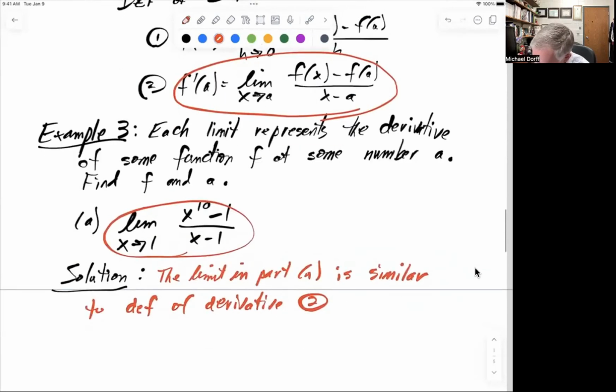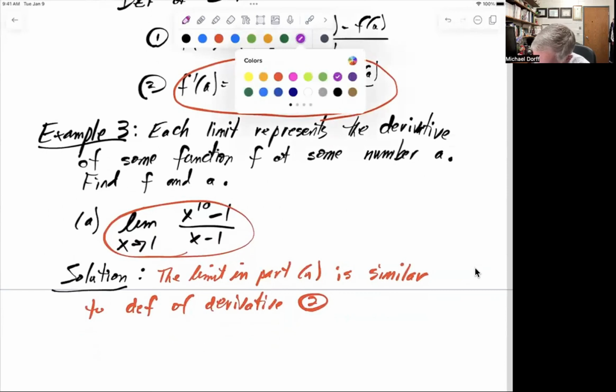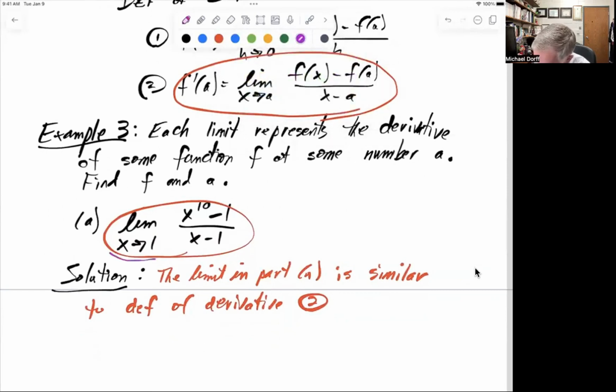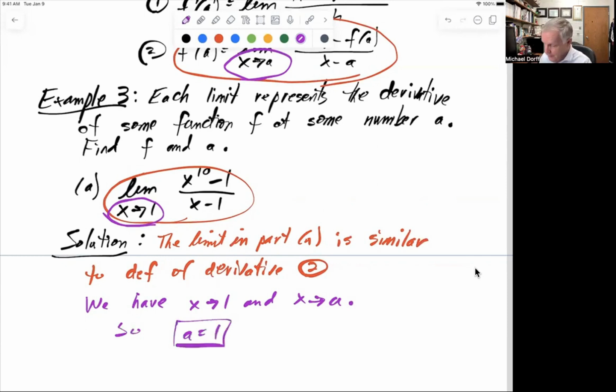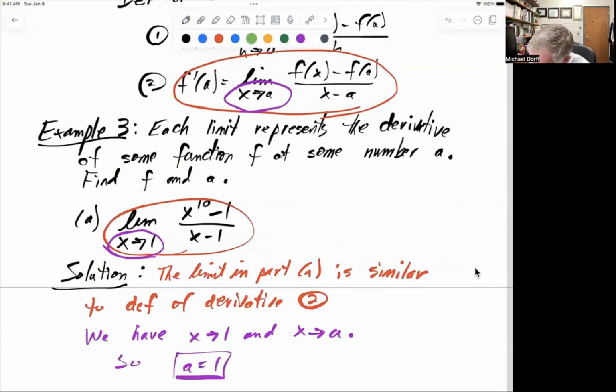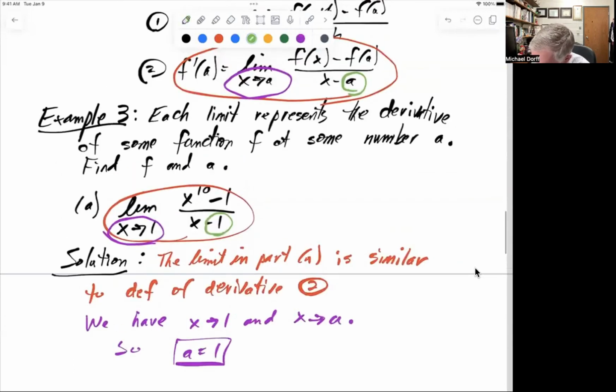All right, and so I'm going to compare those two. And what do I notice? In the one that's given to me here, we have x going to 1, and here we have x going to a. Well, this means that a is going to equal 1. That was pretty straightforward. We can also see that here in the green part, we have a 1 there and we have an a there. So now we need to figure out what f of x is.